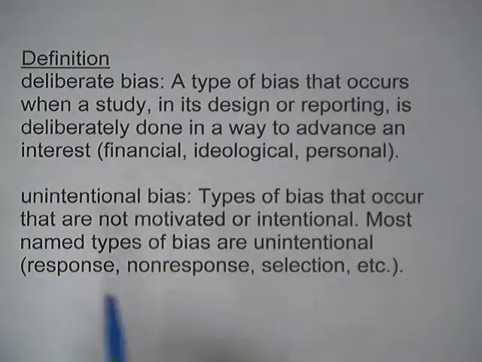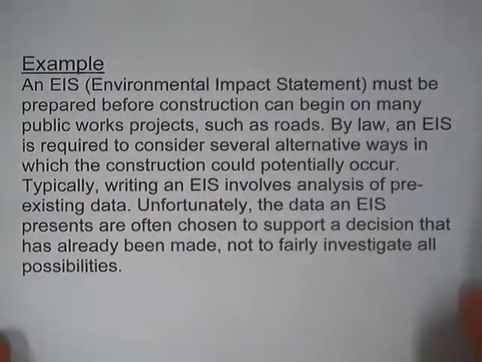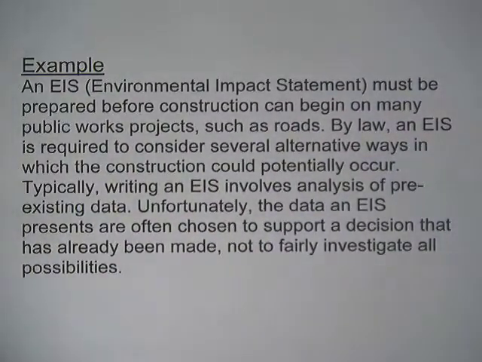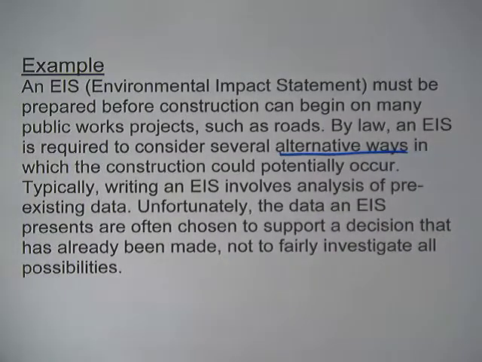So let's take a look at an example of where you sometimes see deliberate bias. An EIS, which is an environmental impact statement, must be prepared before construction can begin on many public works projects such as roads. By law, an EIS is required to consider several alternative ways in which construction could potentially occur.